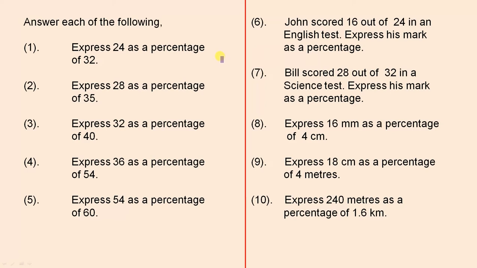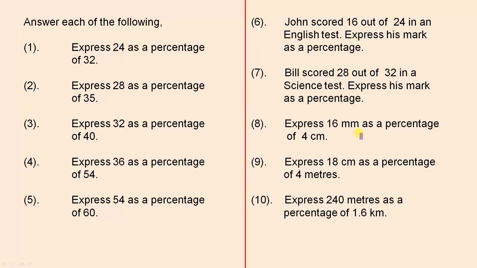So basically during the lesson we had two simple rules. The first one was you take the first quantity and you put it over the second quantity and that gives you a fraction. And the next part of the rule is you multiply that fraction by 100 over 1. So when you do that, do the calculation and that will change the answer to a percentage.